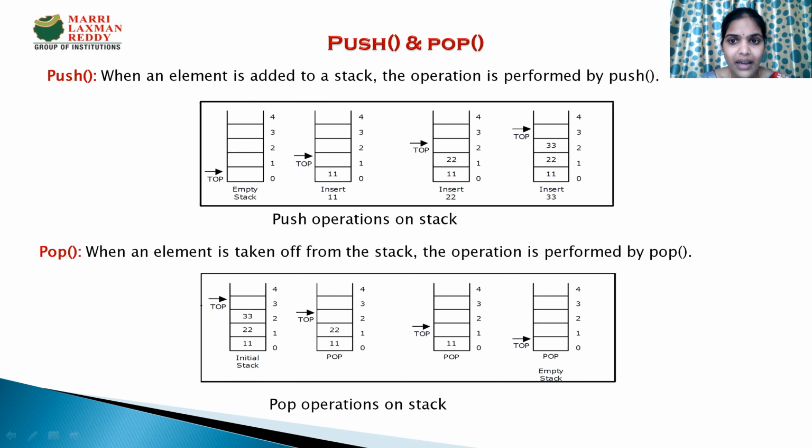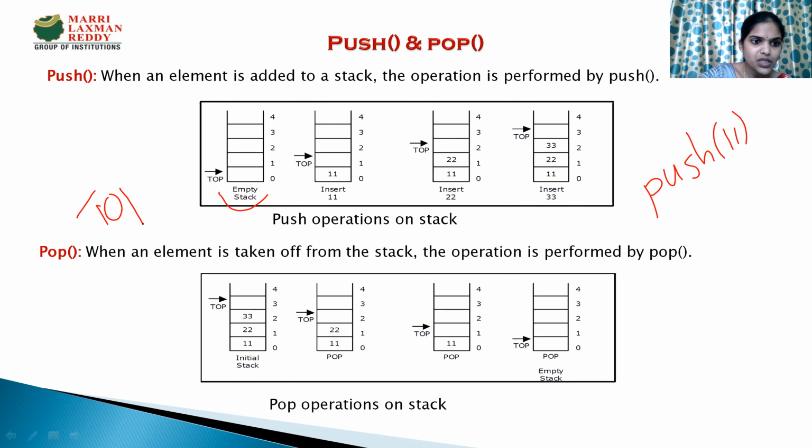This is an example of push and pop. Here is an empty stack, that is we have not inserted any element onto the stack. Now if I want to insert an element onto the stack, I say push. Here I'm saying push of 11. It means first the top is incremented. Initially the top will be at -1.